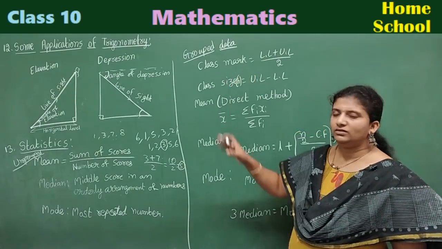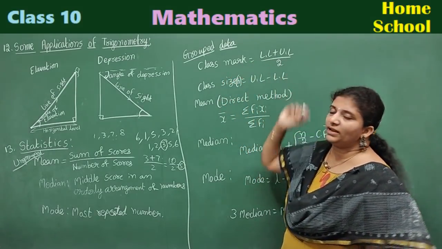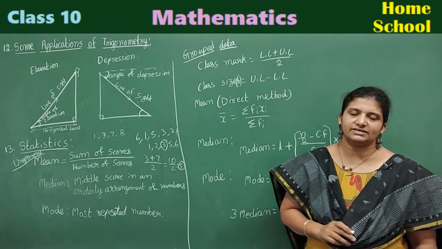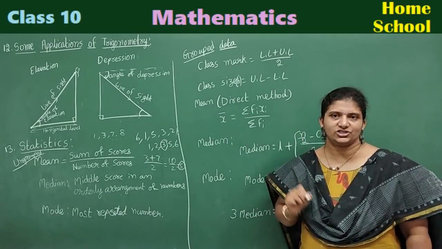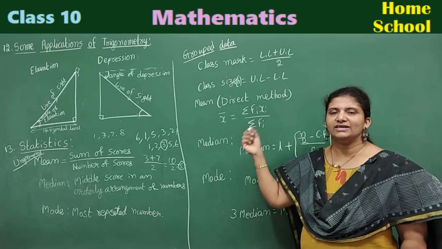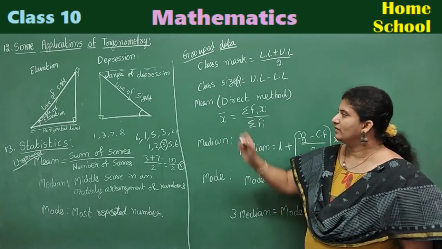Class mark. Class mark is equal to lower limit plus upper limit, divided by 2. Then coming to class size, which is represented by small h. Class size is upper limit minus lower limit, or you can say high score minus low score.